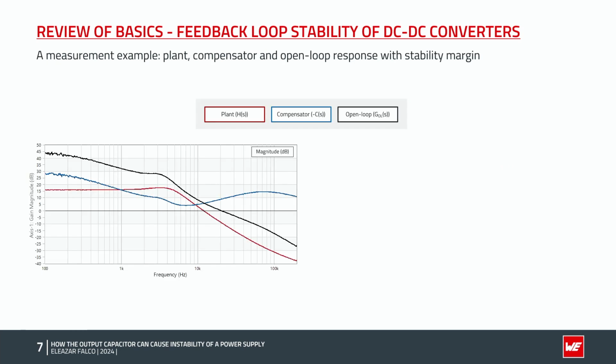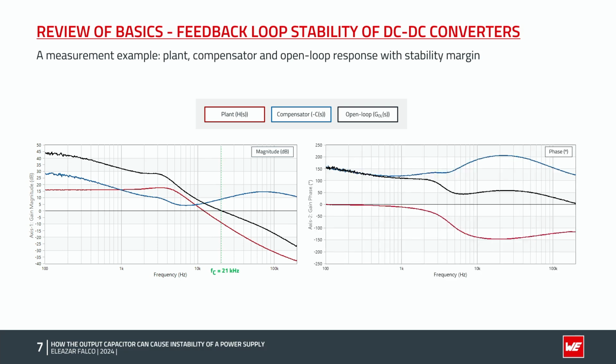To complete this short review, let us see an example of our real measurements of the frequency response of the plant in red, the compensator in blue, and the open loop in black. Here on the left, we can see the magnitude curves, and after a closer look at the open loop response, we find a crossover frequency of around 21 kHz.